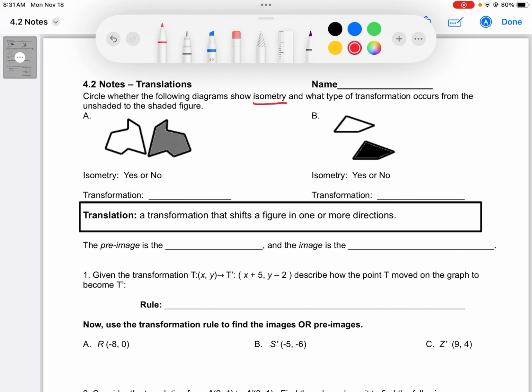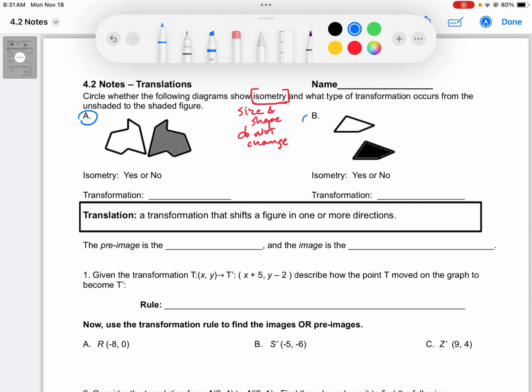All right, isometry is a transformation that doesn't change the size or shape. So you can rotate things, you can translate, which is like sliding them around, side to side, up, down, all that stuff, or you can reflect them. But the biggest thing with isometry is that the size and shape don't change. Size and shape do not change.